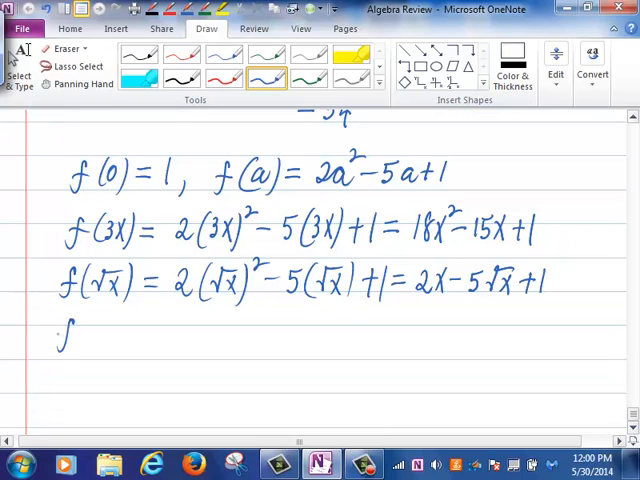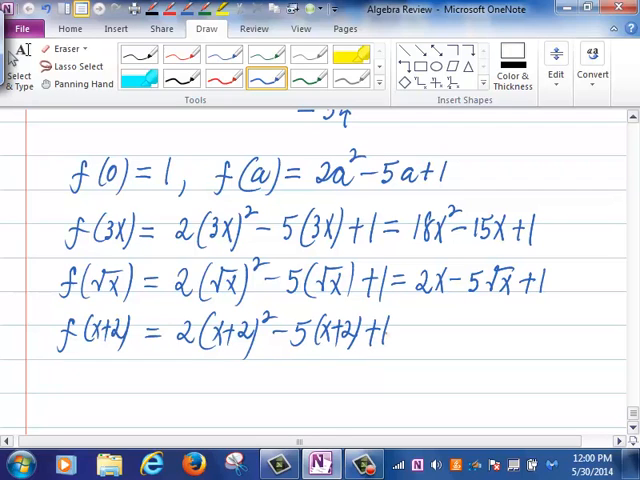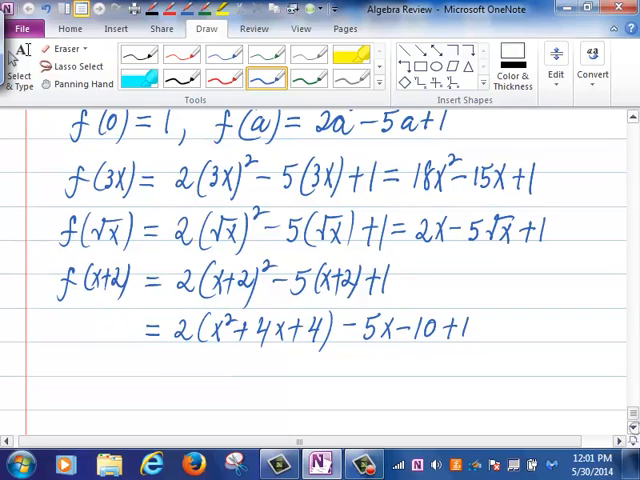What if I replace x by x plus 2? Then I get 2 times x plus 2 squared minus 5 times x plus 2 plus 1, right? And I have a little bit of work. If I want to simplify this, I have to square that. So this would be 2 times what? x plus 2 squared is what? x squared plus 4x plus 4 minus 5x minus 10 plus 1. What did I do? I multiplied x plus 2 times x plus 2, right? 4x plus 4, yeah, that's correct.